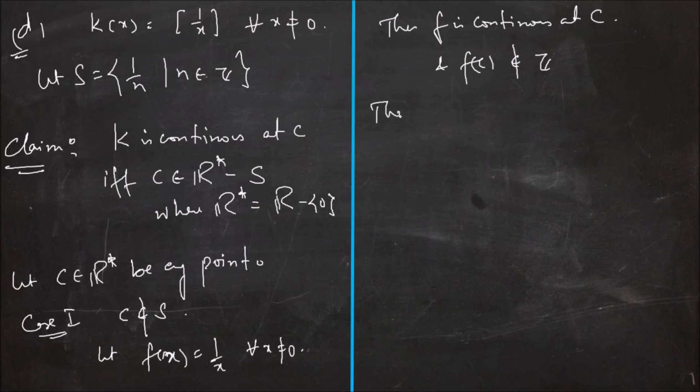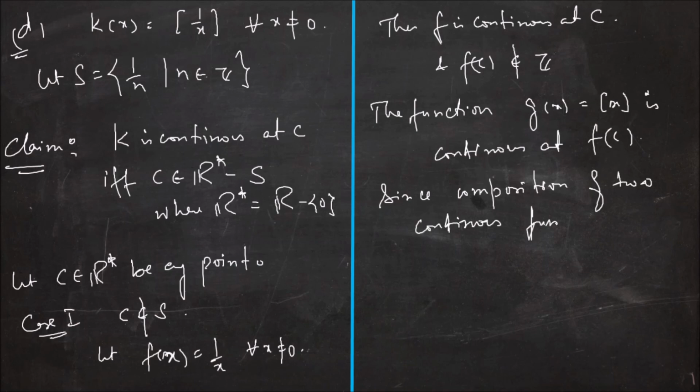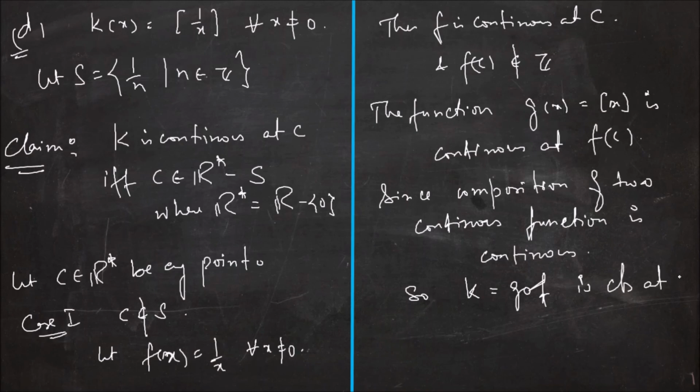So the function g(x) equal to mod x, greatest integral value of x, is continuous at f(C). So since the composition of two continuous functions is continuous, k equal to g composed with f is continuous at C. So this completes case 1.